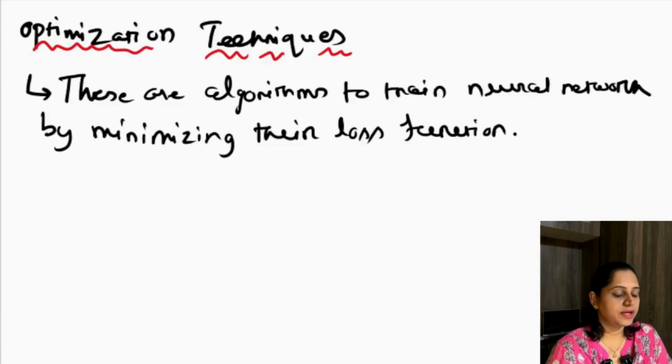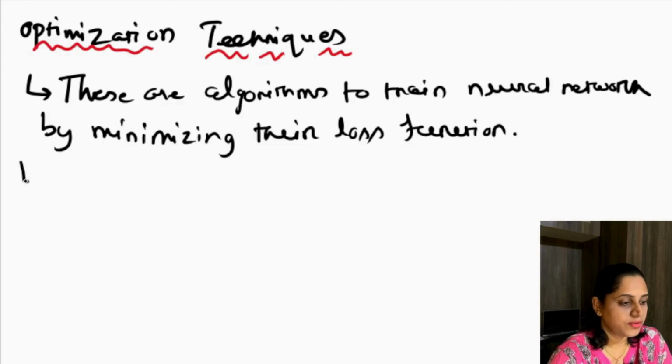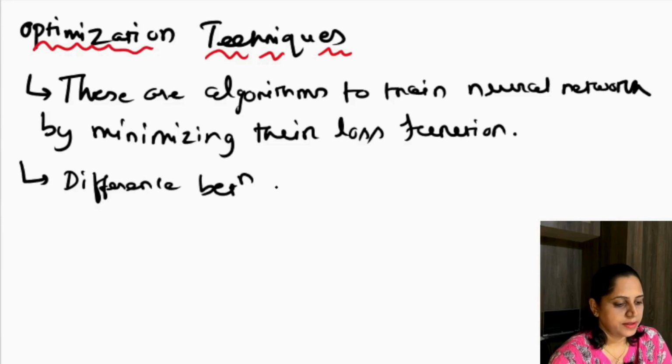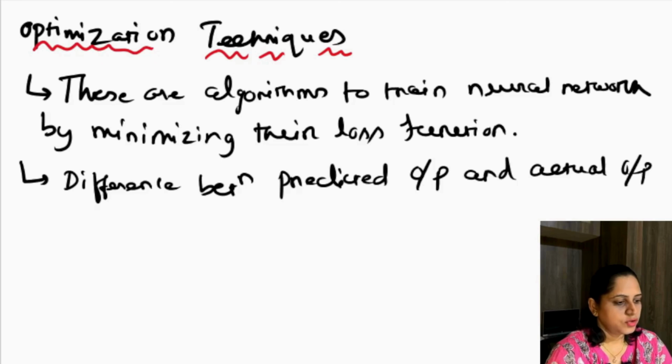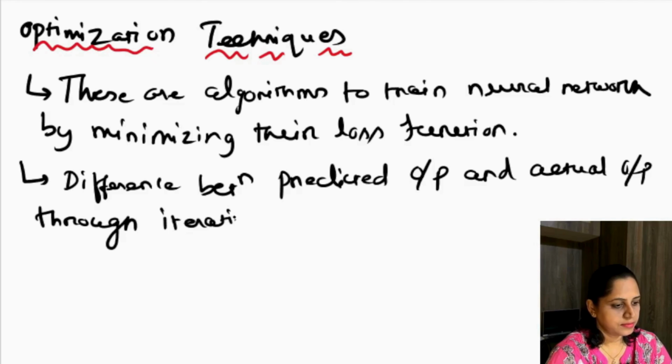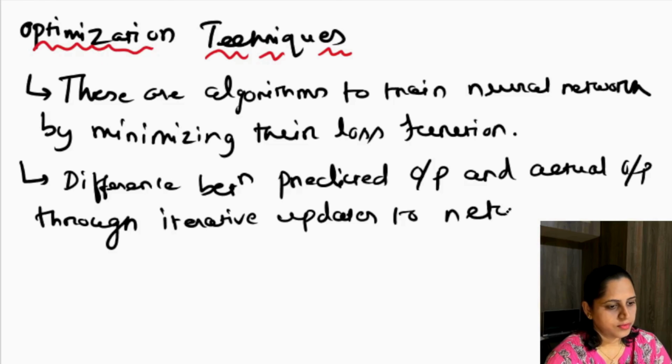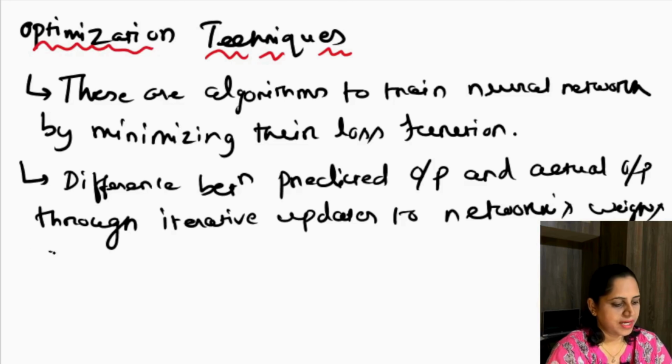There is another way to understand it, or I can say we have another definition. It is very simple: it's the difference between predicted output and actual output, through iterative updates to the network's weights and bias.